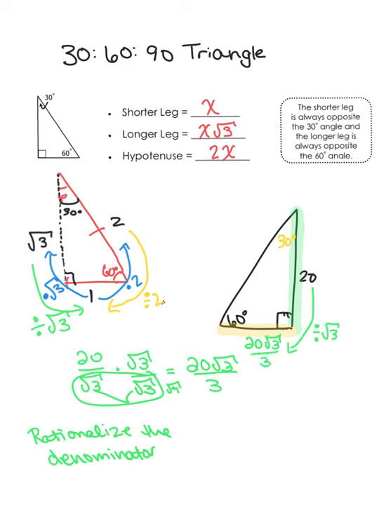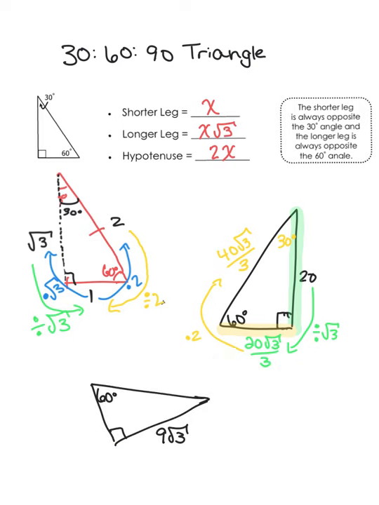What do I do to go from the short leg to the hypotenuse? I'm going to multiply by 2. So 20 square roots of 3 over 3 times 2. 20 times 2 is 40 square roots of 3 over 3. It looks very ugly, but it's still the answer.